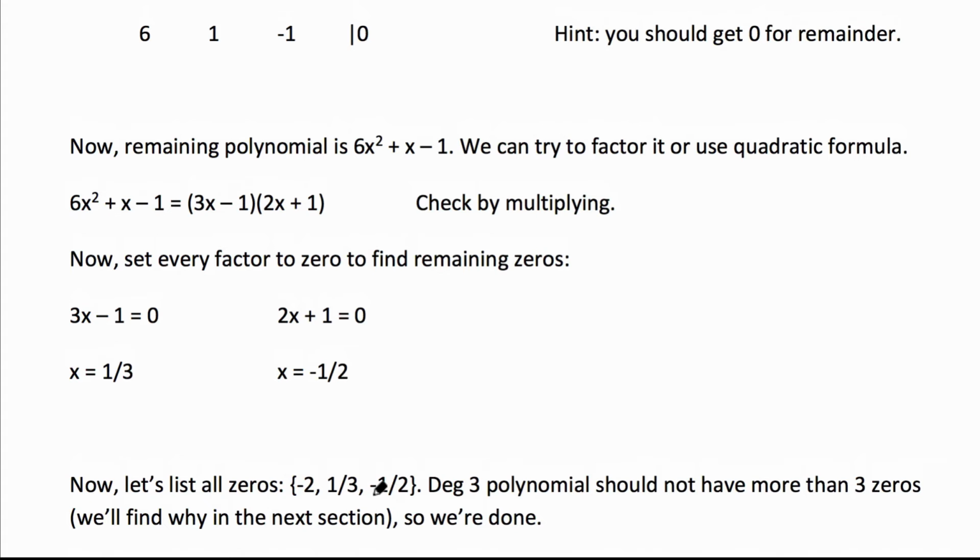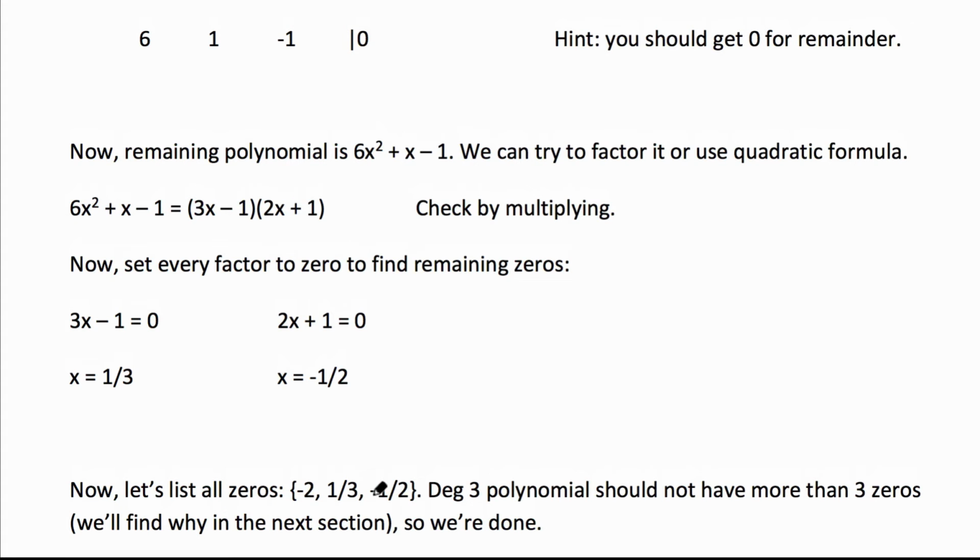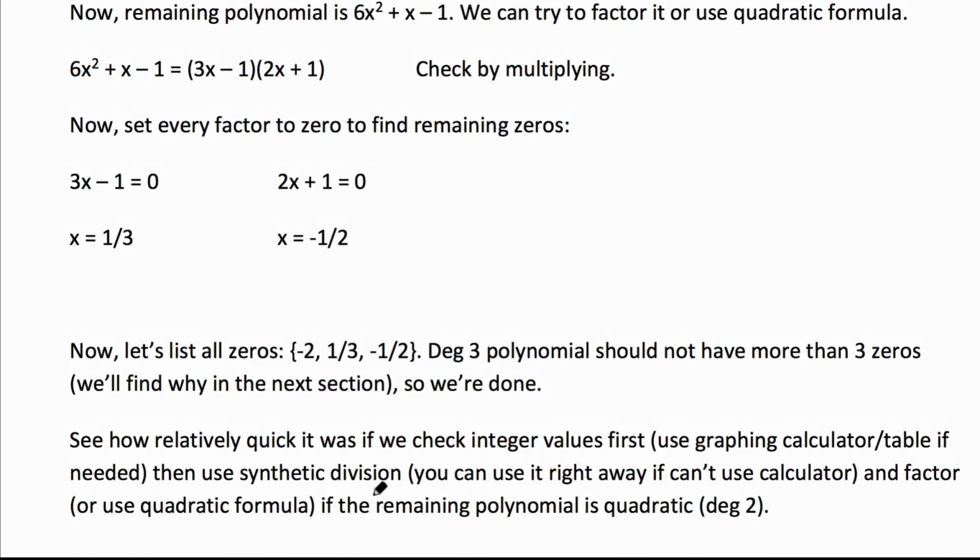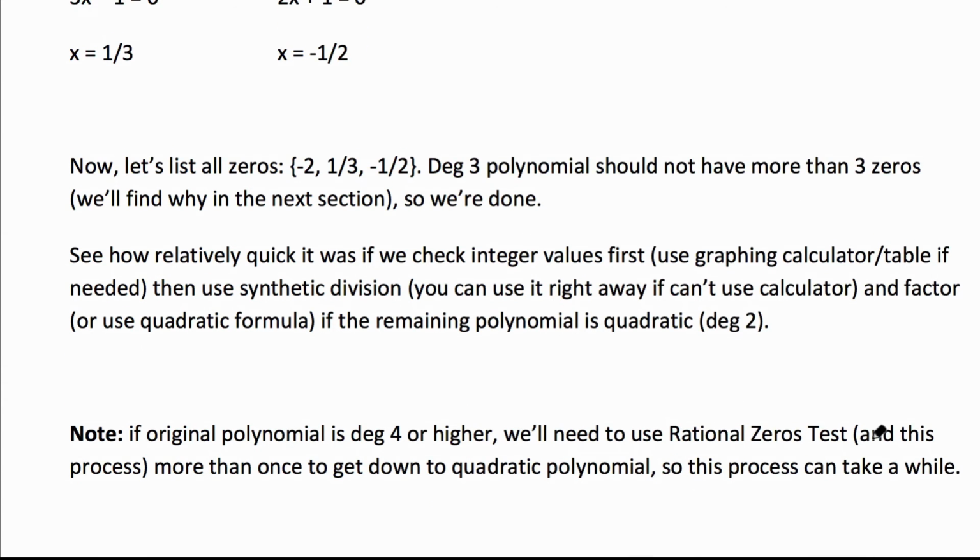And the degree 3 polynomial should not have more than 3 zeros, which we'll find out. So these are all the zeros that we have. We'll find that out in the next section. And that's it. So do use the graphing calculator and table. If you have questions, I can record a video on that.